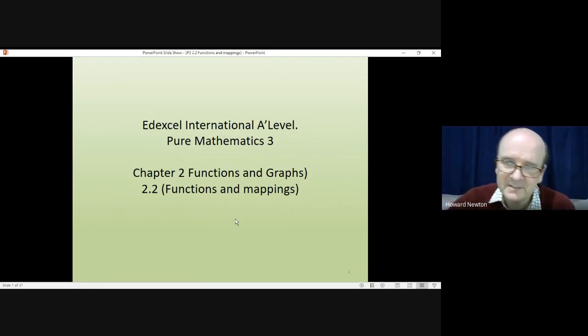Now, I think I'll confess at the very beginning, mappings, I am not a big fan of them. They're not something that I would ever choose to use, but they're in the syllabus, so we've got to do them.